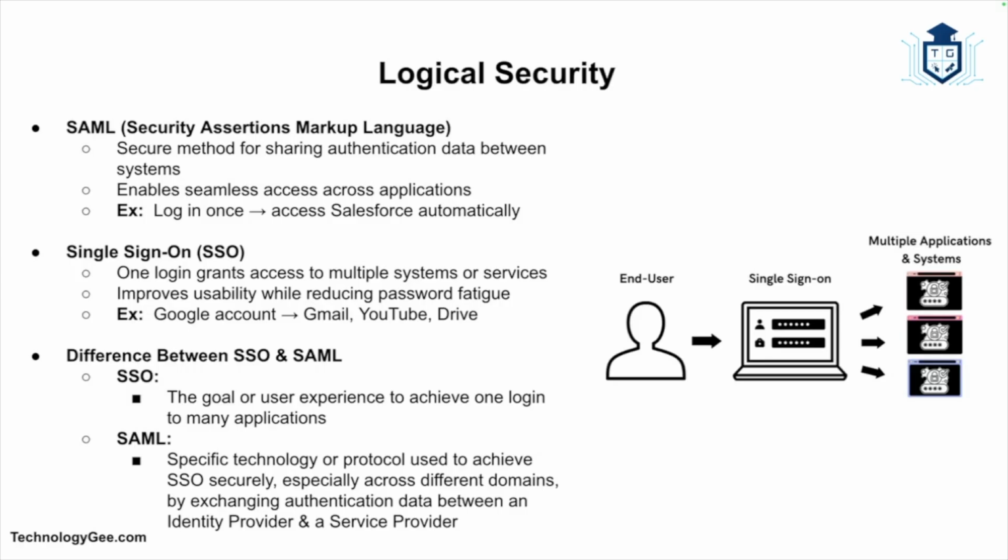Now, here's the difference between SSO and SAML. So SSO, this is essentially the end goal that you're trying to achieve by just logging into one system and gaining access to all these other systems or applications with your login credentials. SAML, this is basically a protocol to achieve SSO or single sign-on. So that is the difference between the two. SSO is the goal. SAML is a way to achieve the goal.